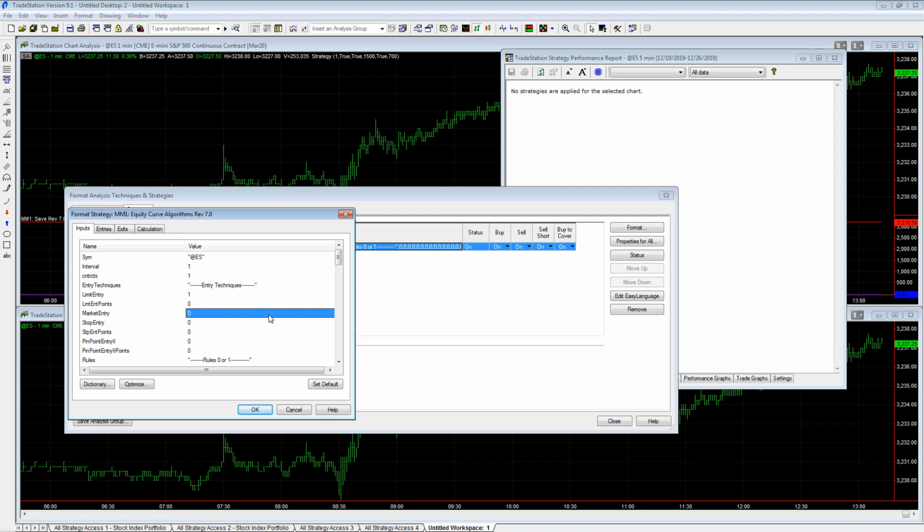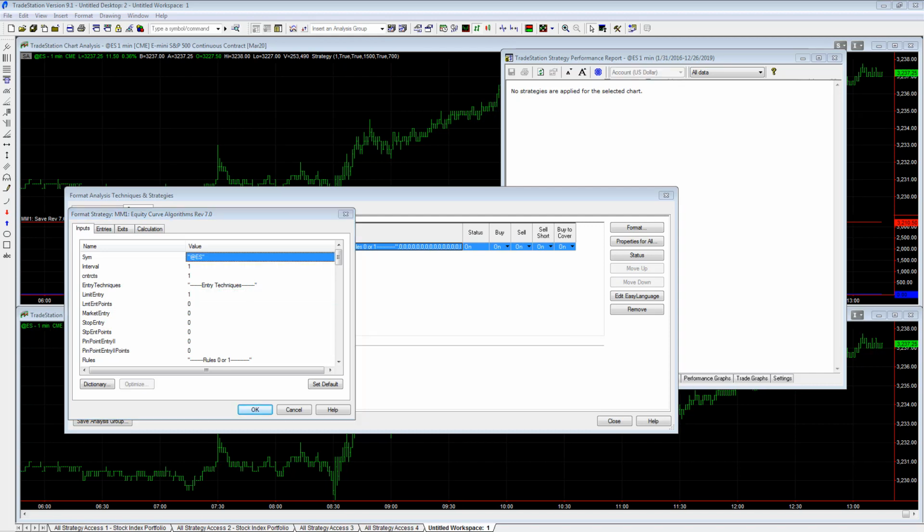The market entry obviously doesn't have points. Stop entry has some points, and pinpoint entry 2 has some pinpoint entry 2 points. And so we are focused on just using one of these and one at a time. And right now we use the limit entry on this setup. So now that you have the entry technique set up, we're going to go with the rules.